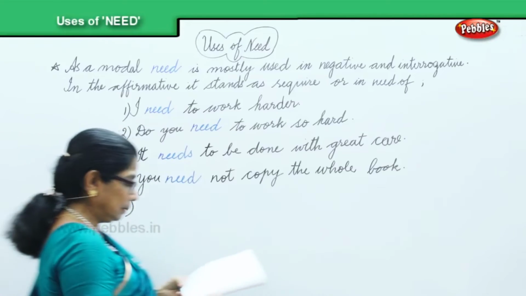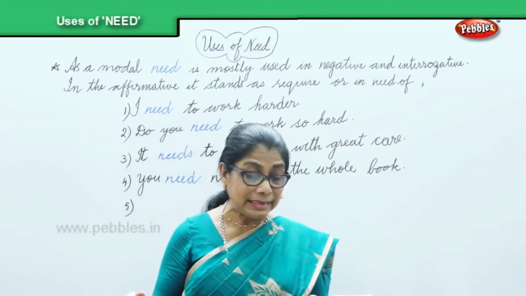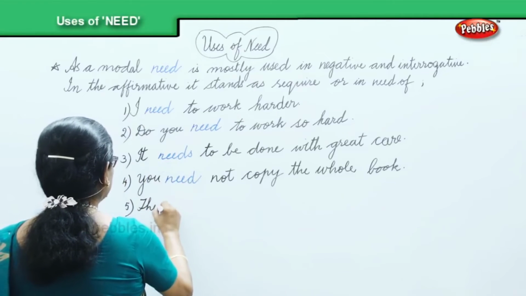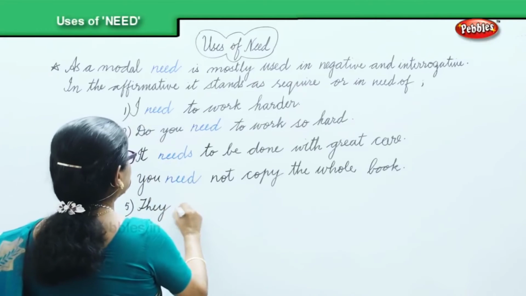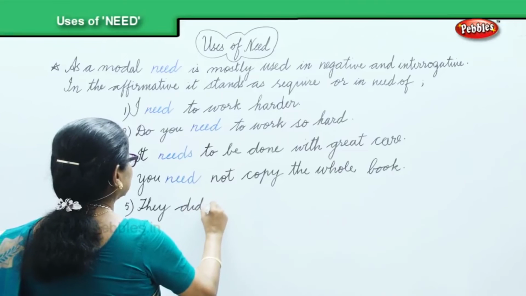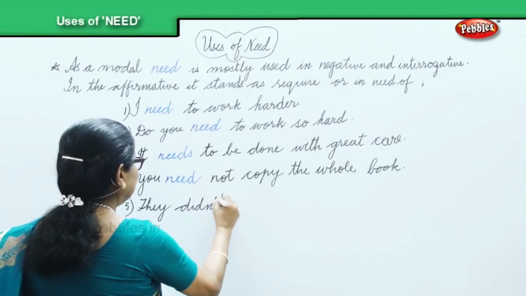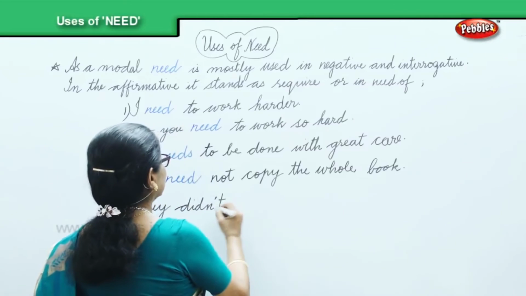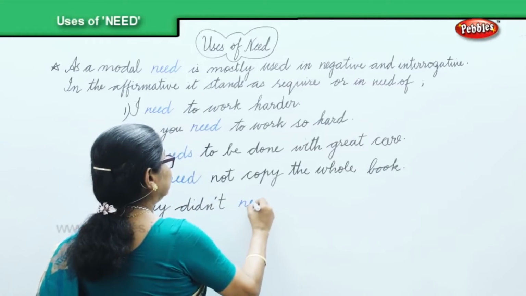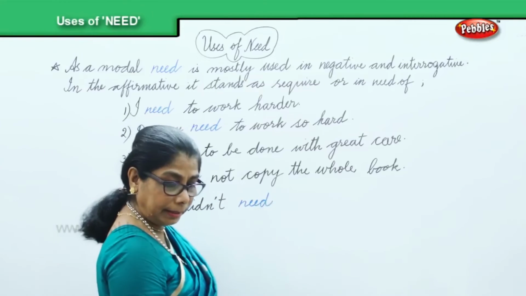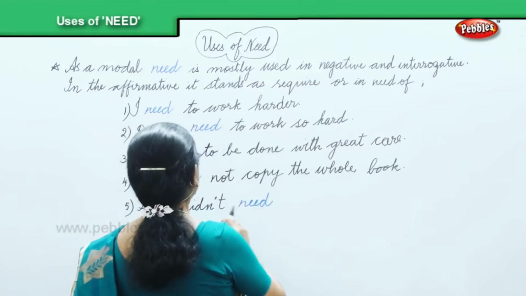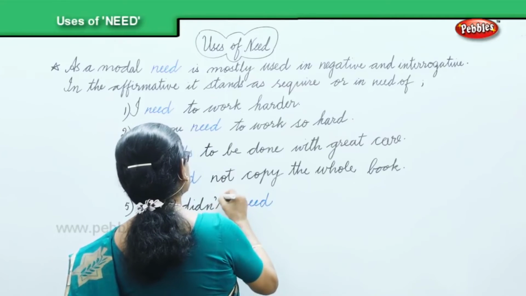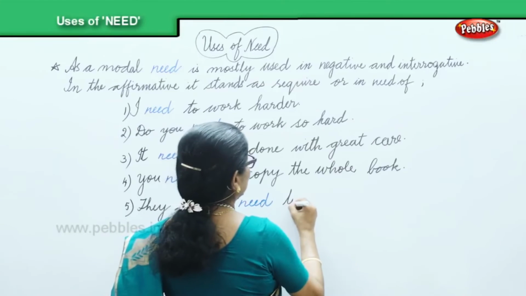Now the next sentence, they didn't need to hurry. They did not. They didn't need to hurry.